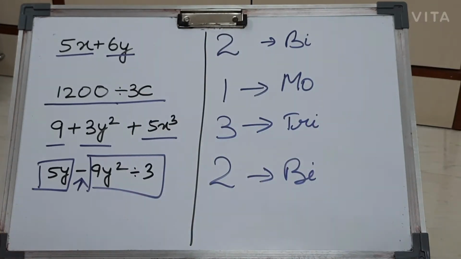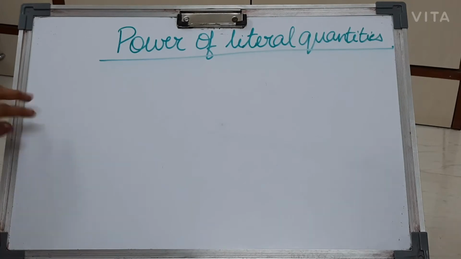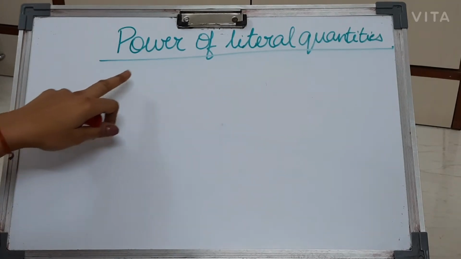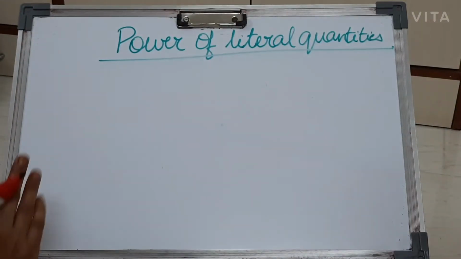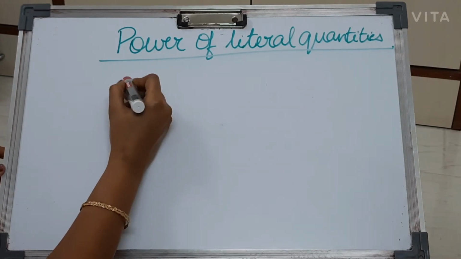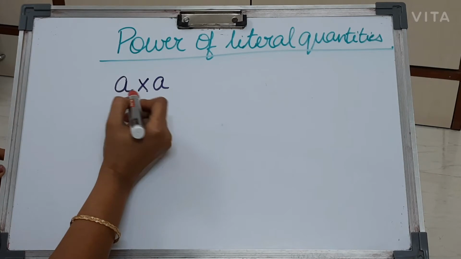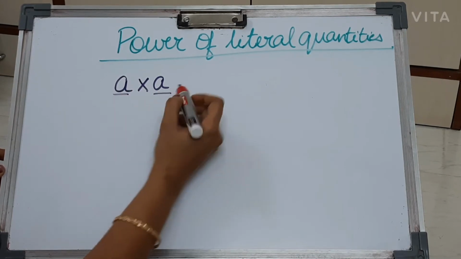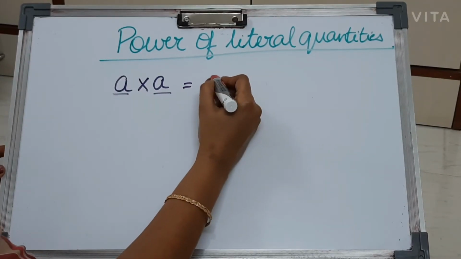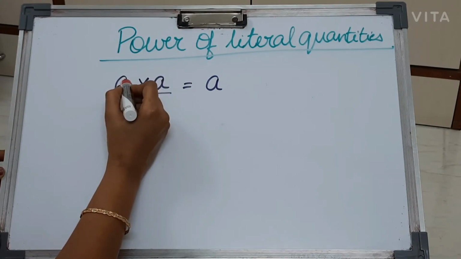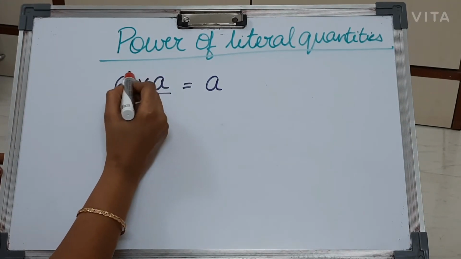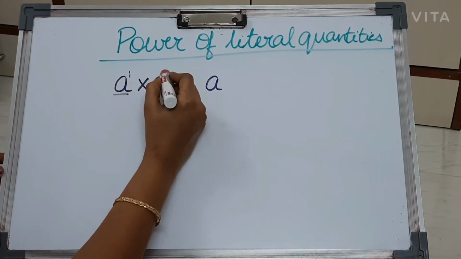Now coming towards the next type of question. The next topic here is a very small topic, power of literal quantities. What is it? Suppose we have one alphabet here, A multiplied with A. What we have to do here is this is called the base for the power. We will write here A. Now when we don't see any number here, that means here it is 1, here it is 1.